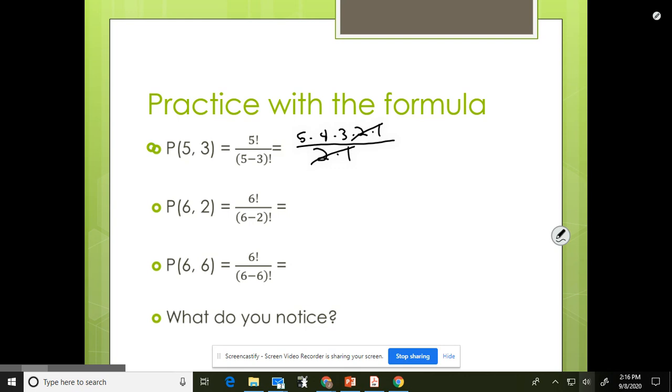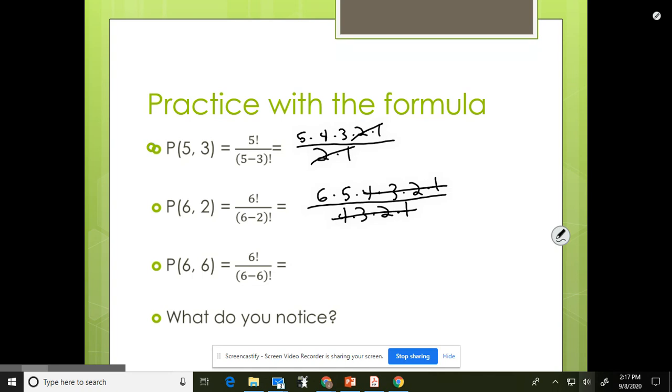The next one, we have 6 objects and we're arranging 2 of them. So 6 factorial over 6 minus 2 is 4, so 4 factorial. Okay, those 4s cancel with those, so it's just 6 times 5.